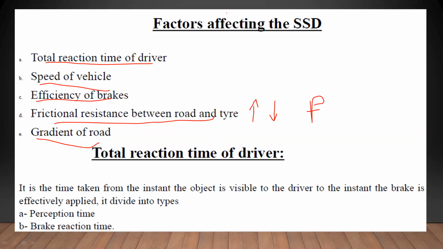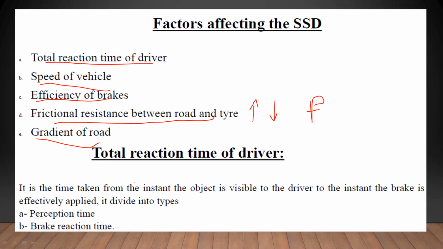But while descending, the slope is minus n%. If ascending, it means plus n%. Here the gradient we represent with n. So for plus n%, application of brake is possible, but for minus n, that is descending, the application of brake is very difficult.